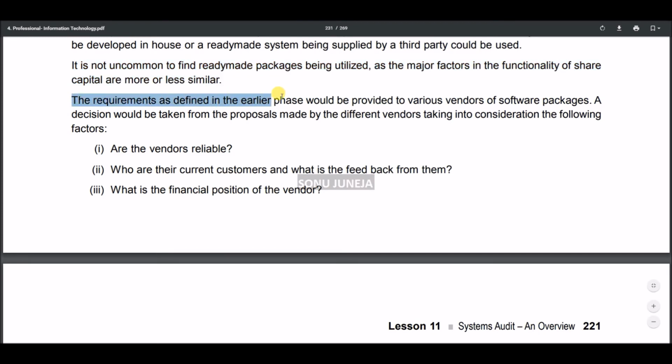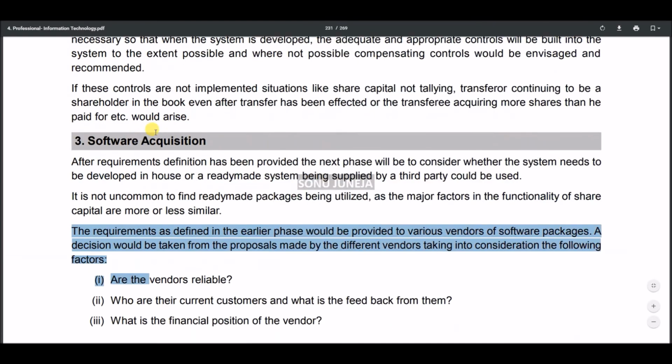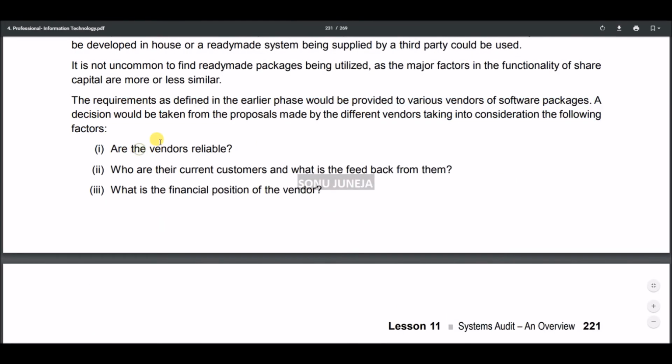The requirement as defined in the earlier phase would be provided to various vendors or software packages. A decision would be taken from the proposals made by different vendors, taking into consideration the following factors. So, what needs to be considered here? First, vendors should be reliable. Are they? Who are the current customers and what is the feedback from them?